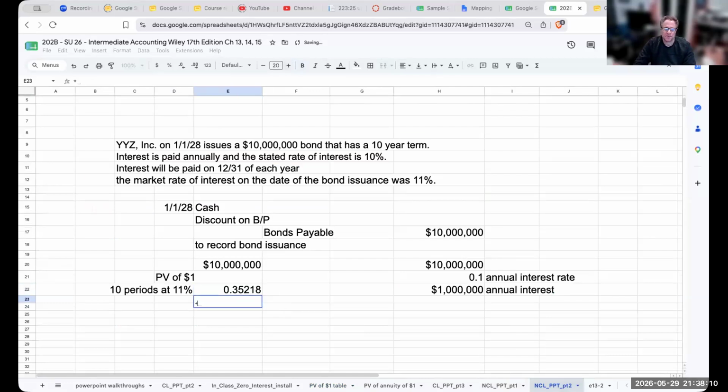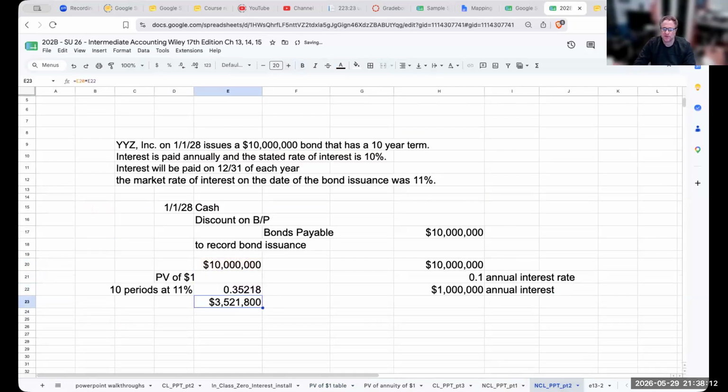So again, when I look at this, the present value of this $10 million is going to be $3,521,800. If I invest $3,521,800 at 11%, and I keep on reinvesting that interest every year, by the end of those 10 years, it'll be worth $10 million.